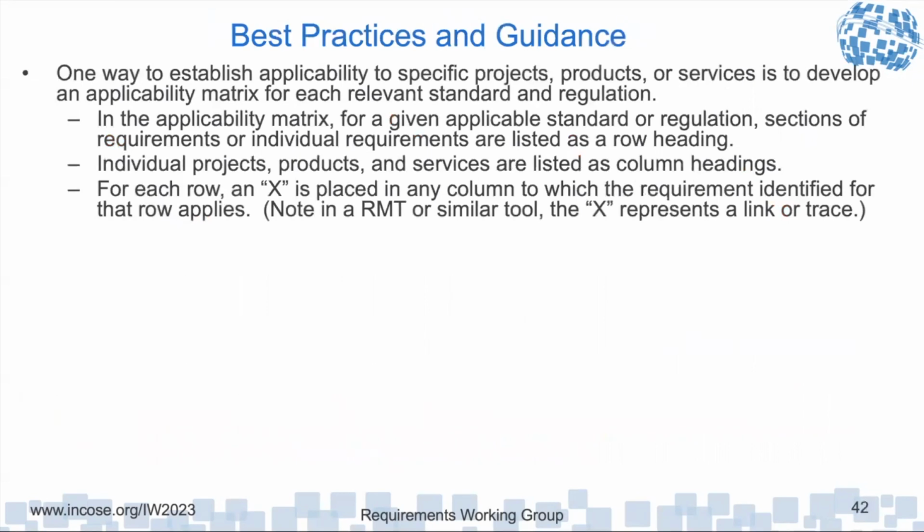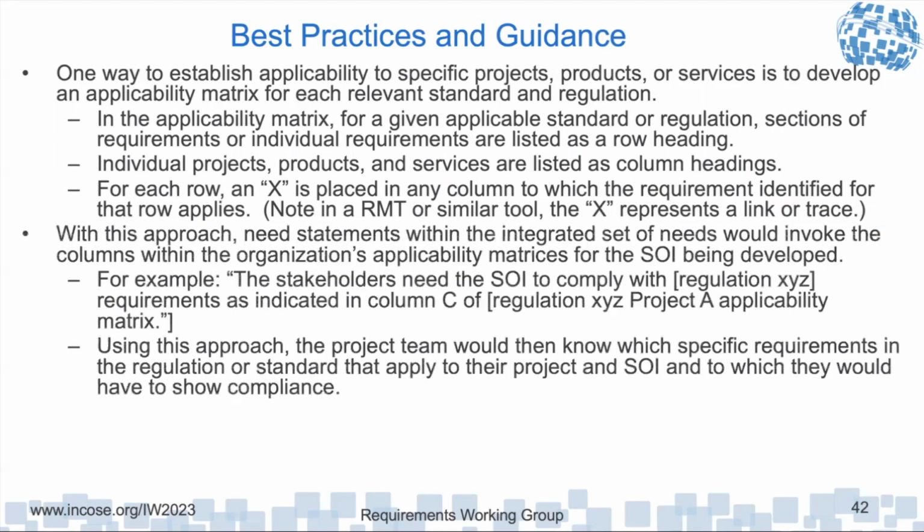In the applicability matrix for each applicable standard or regulation, individual requirements are listed as row headings. For each row, an X is placed in any column to which a requirement identified for the row applies. In a requirement management tool, that X represents a link or a trace. With this approach, need statements with the integrated needs would invoke the columns within the applicability matrices.